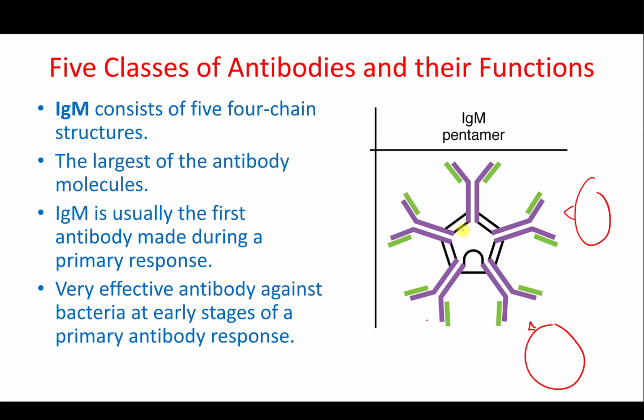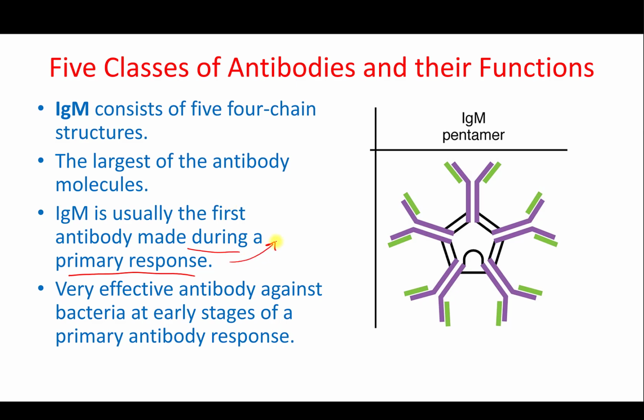Imagine you have like 100 of those. Each one can bind 5 different cells, and you will have the same cell bound to 2 IgMs, and this IgM is binding a third cell, and so on. So that's why we get the agglutination. The main thing about IgM is that it is the largest antibody in the body, and this is usually the first antibody released during the primary response.